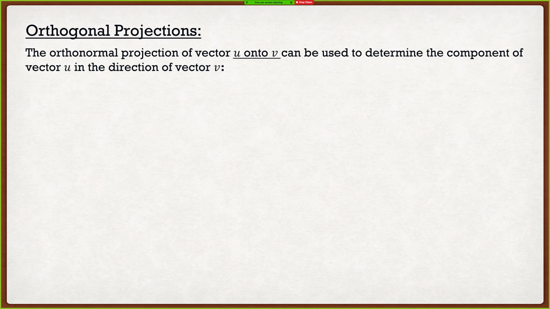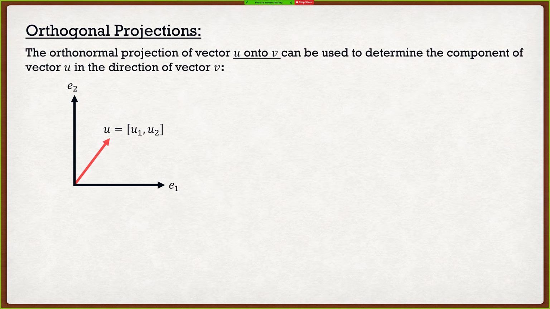So the second thing that we can then define are orthogonal projections. So an orthogonal projection, not orthonormal, an orthogonal projection of vector u onto v can be used to determine the components of vector v in the direction of vector u. Now, if we look at this, you say, Clayton, again, what's with all the words? Make it simple. Well, let's look at this.